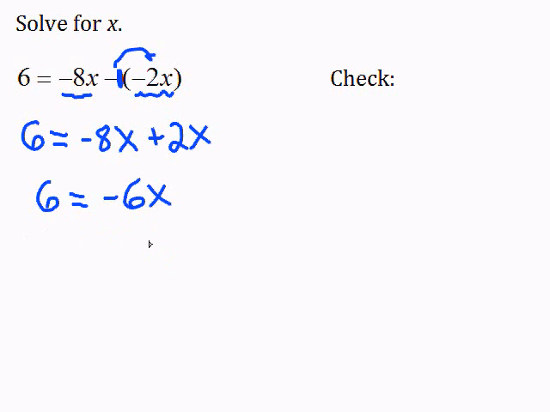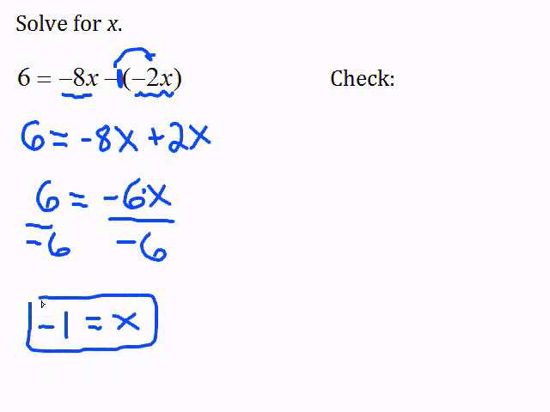In order to solve the equation from here, now that we've simplified both sides of the equation, we solve using the reverse order of operations. We need to undo the negative 6 times x. To do that, we divide both sides by negative 6. 6 divided by negative 6 leaves us with negative 1 equals 1x, or just x. As is usual, I ask that you check your solution, so we check it.